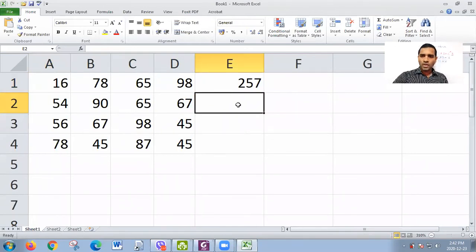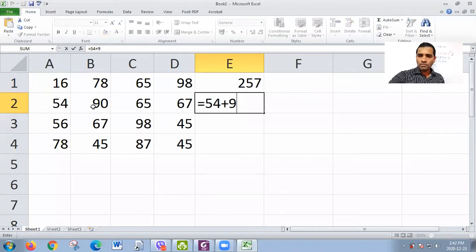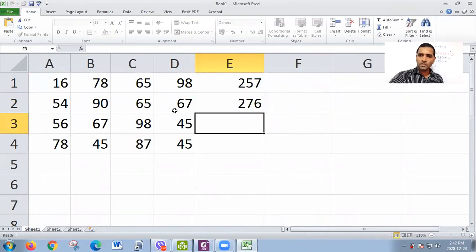So to do that, I need another formula. So type that one again, equal. This time it's 54, right? My first number is 54, type it, plus, it's 90, okay, plus, it's 65, plus 67, and press the enter key. You got it, right?